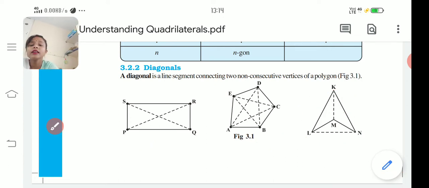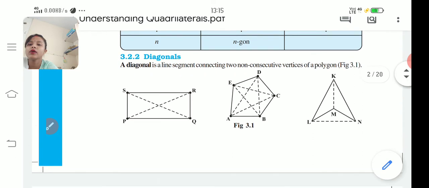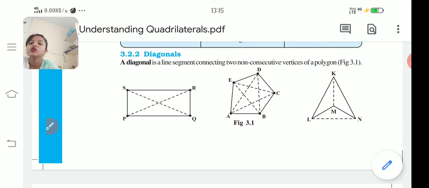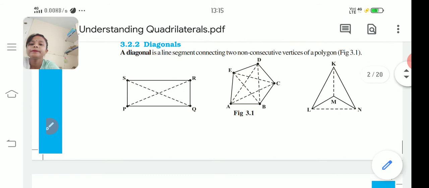Okay. Now here you can see a dotted line which joins the vertex P and R. So this line segment is a diagonal. This line segment SQ is also a diagonal. Fine. Here you can see AD, AC, EB, CE and BD, they are the diagonals.